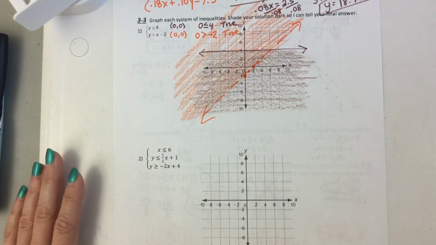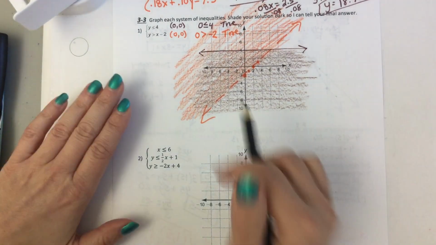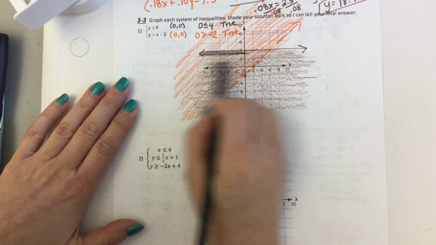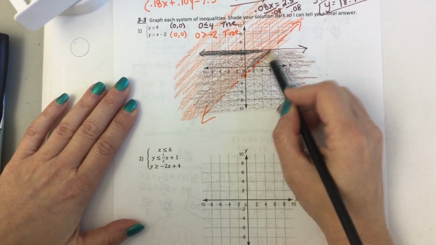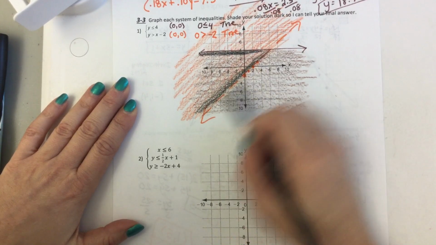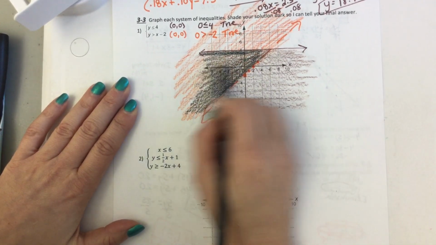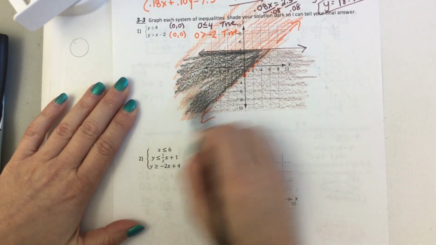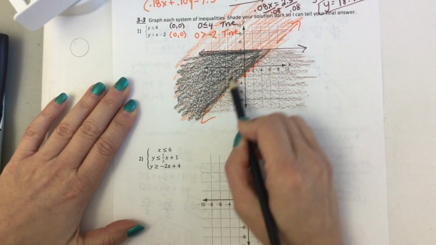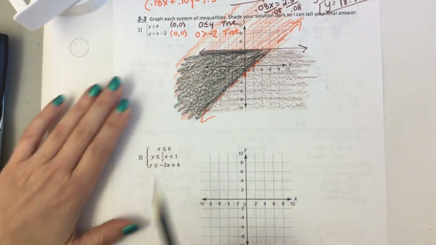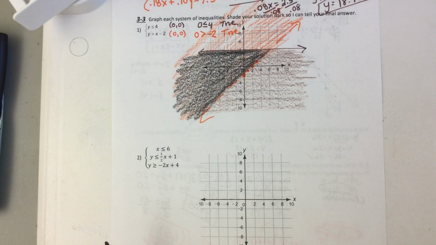Your final answer, now you look and say, all right, where did I end up shading both times? It is this region right here. You're underneath, in my case, the brown line, and to this side of the orange line. So I could quickly look at the graph and say, okay, where is the solution? The solution is right there.